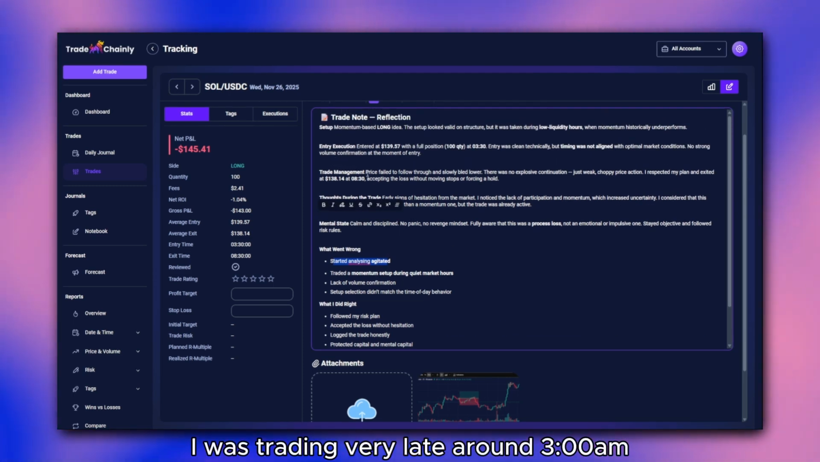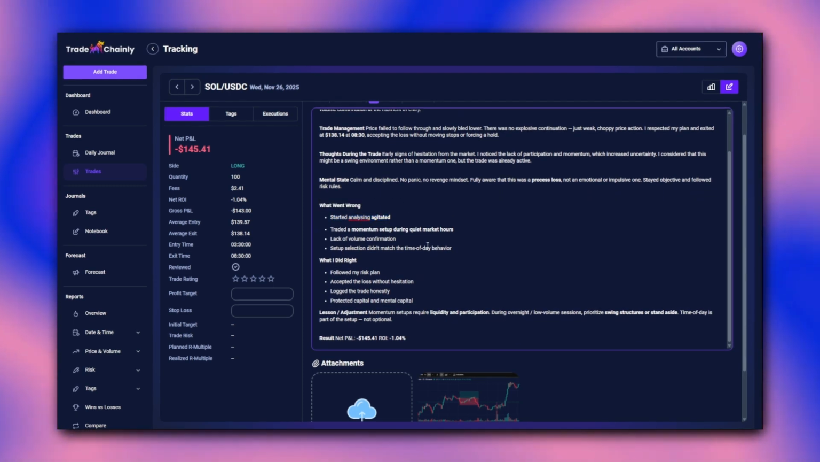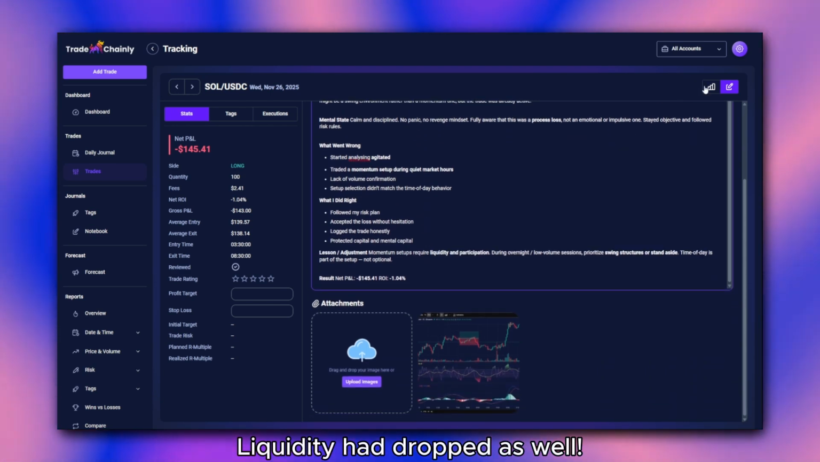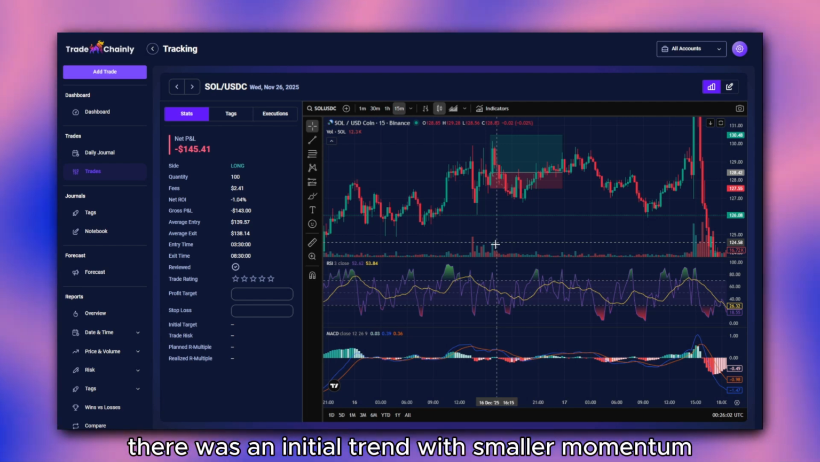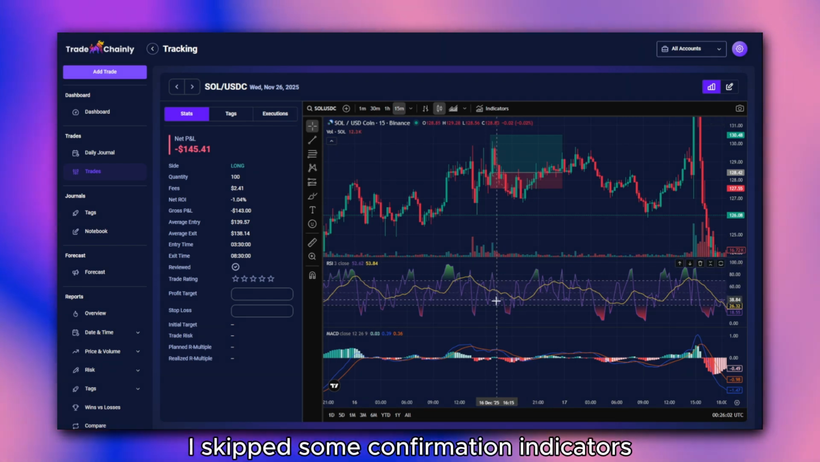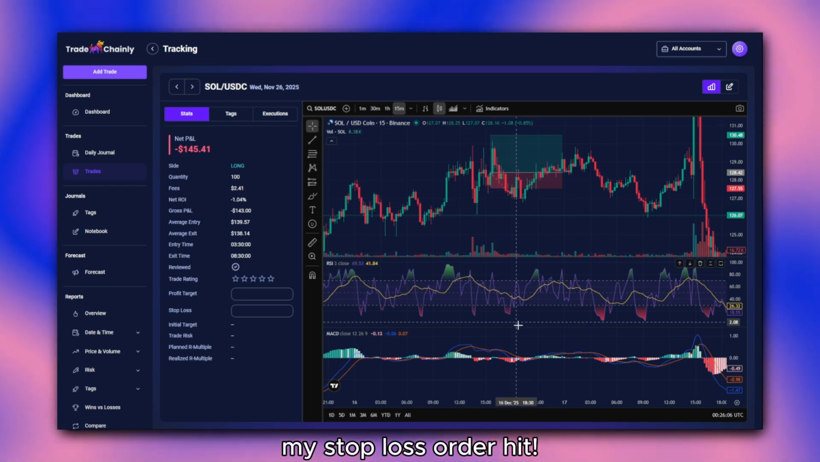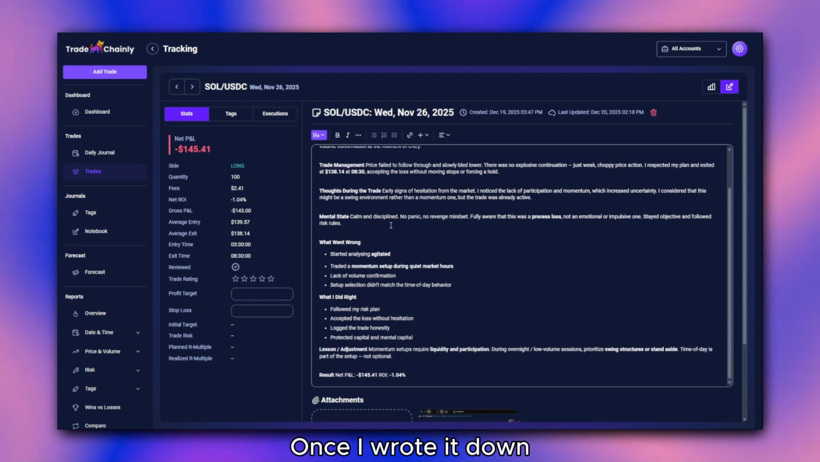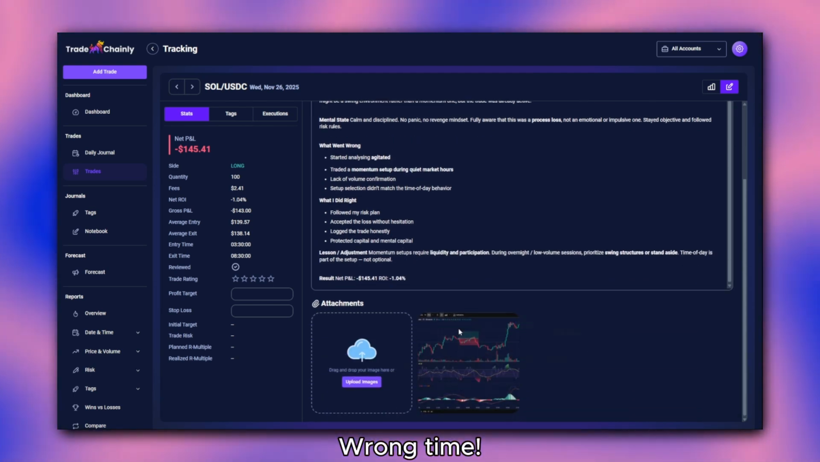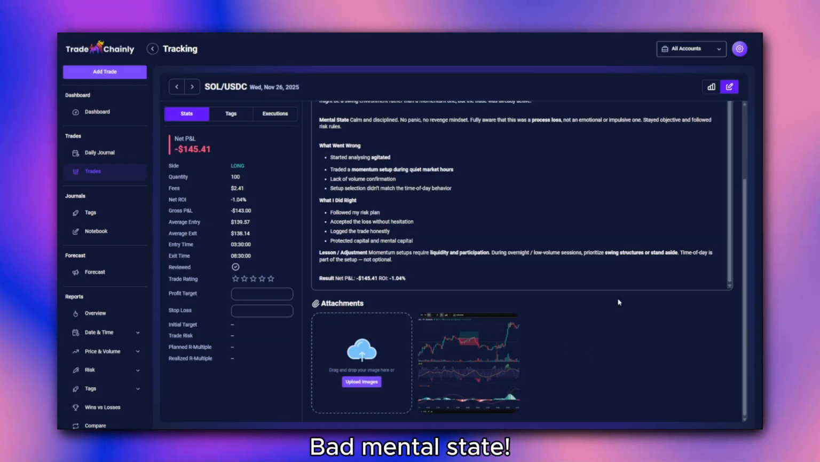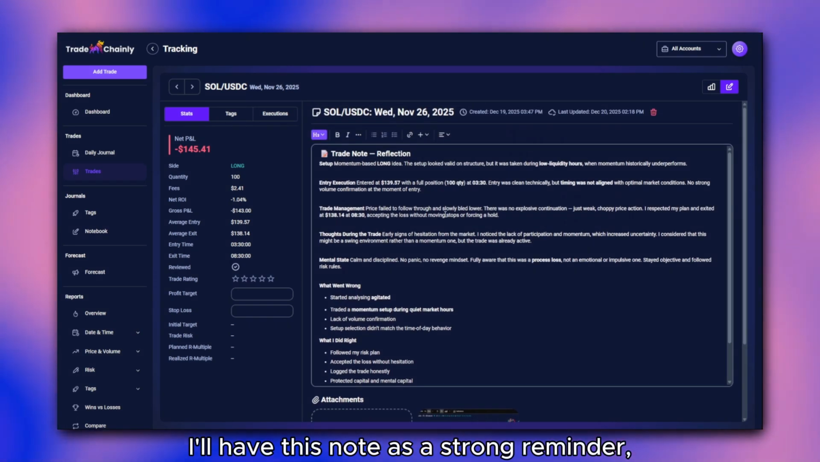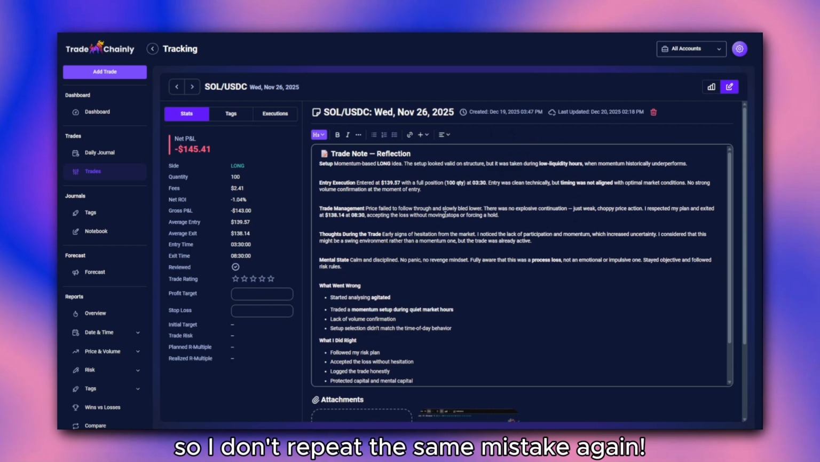I was trading very late, around 3 a.m. Liquidity had dropped as well. There was an initial trend with smaller momentum. I skipped some confirmation indicators, entered my trade, and a few minutes later my stop-loss order hit. Once I wrote it down, it became obvious. Wrong time, low volume, bad mental state. I'll have this note as a strong reminder, so I don't repeat the same mistake again.